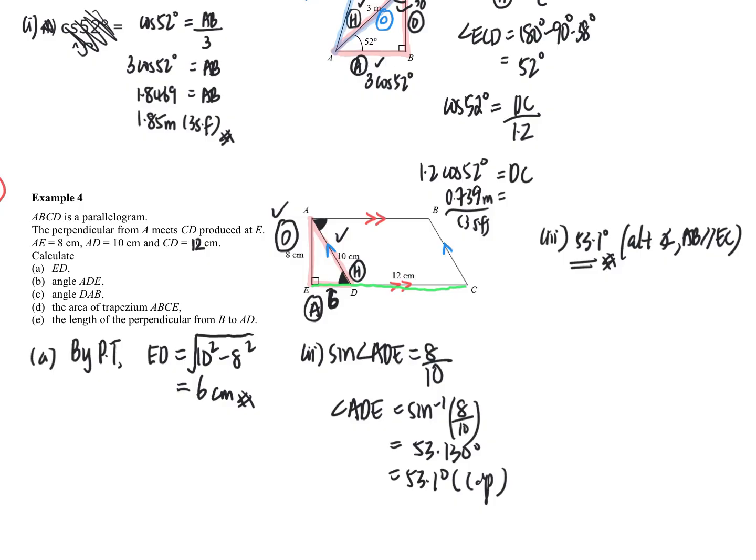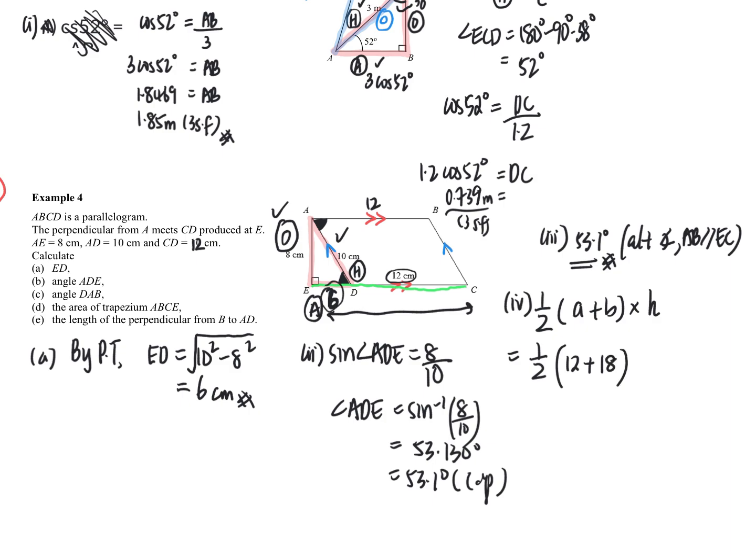Okay, then area of trapezium, the whole thing. Can you all still remember the area of trapezium formula? Half times sum of parallel lines times the height. So, first thing first, this length is the same as this. They are both 12. Opposite sides of a parallelogram, same length. So, 12 plus the bottom base, which is 6 plus 12, so 18. Okay, times the perpendicular height between the two parallel lines, which is 8.